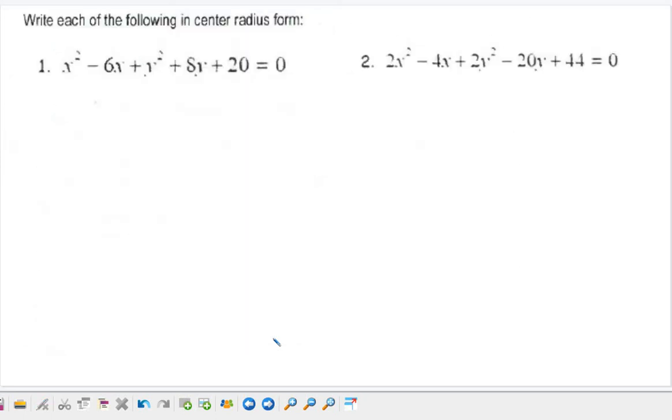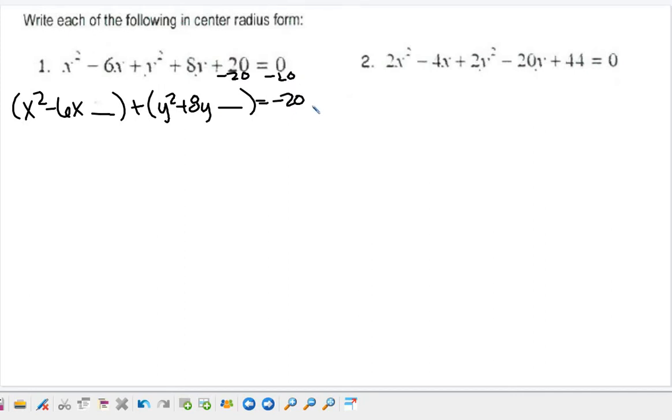So write each of the following in center radius form. So lots of completing the square, right? So we're going to do it in one step, blank, plus y squared plus 8y and a blank. So I would have subtracted 20. So I have negative 20 blank blank. So I have two blanks to keep myself balanced, right? So then half of negative 6 is negative 3. Negative 3 squared is positive 9. If I add 9 to the left, I need to add 9 to the right.